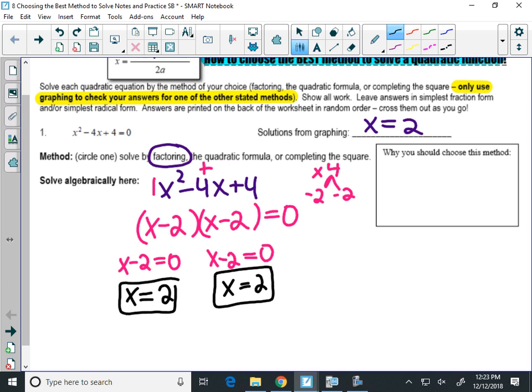So why was factoring the best method here? Well, why you should choose this method is because you got, I want to make sure I say this the same for both classes.